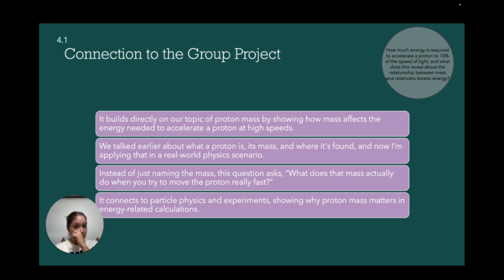So how does this question connect to the group project? It builds directly on our topic of proton mass by showing how mass affects the energy needed to accelerate a proton at high speeds. We talked earlier about what a proton is, its mass, and where it's found, and now I'm applying that in a real-world physics scenario. Instead of just naming the mass, this question asks, what does that mass actually do when you try to move the proton really fast? And it connects to particle physics and experiments showing why proton mass matters in energy-related calculations.